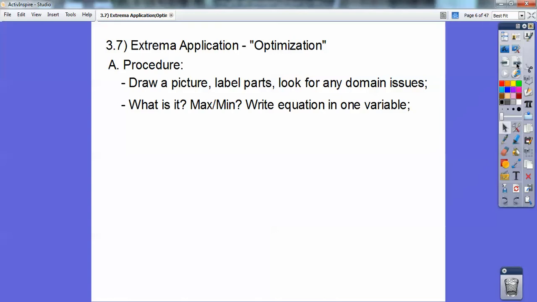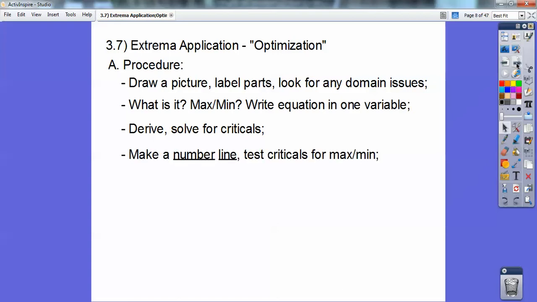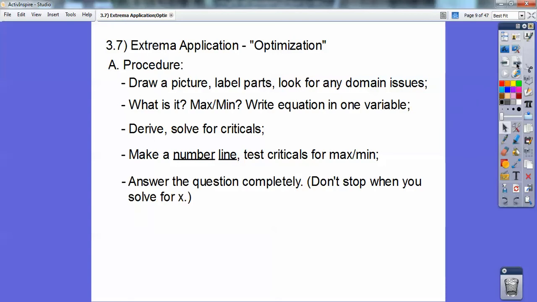And I have an example of that in here. And then what is it? Is it a max or a min? And so write an equation in one variable, and then take the derivative and solve for the criticals, which means set it equal to 0. Your derivative equals 0. Make a number line and test for criticals to make sure it's a max or a min, and then answer the question completely.